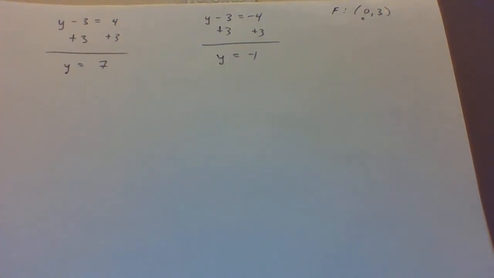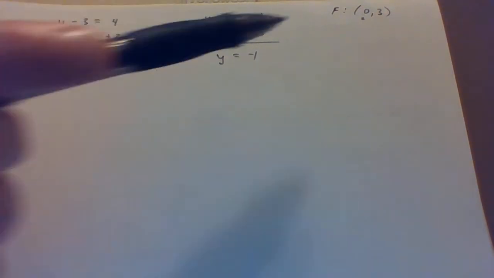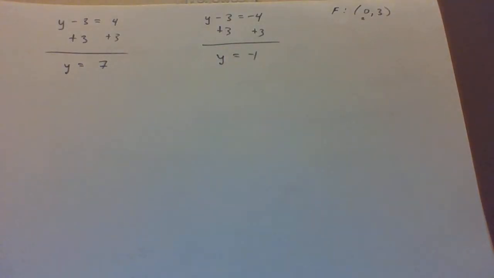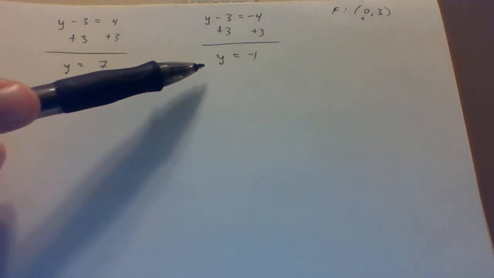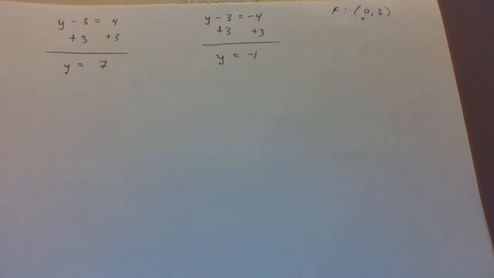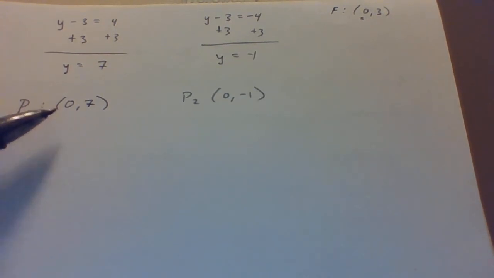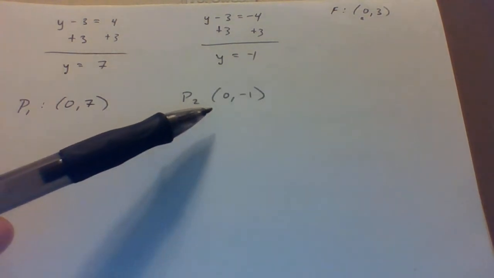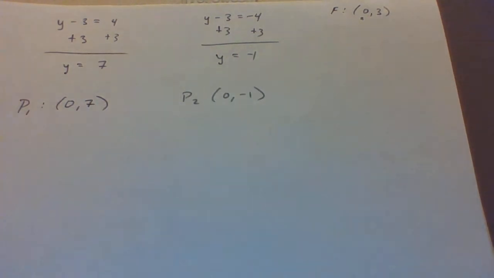Remember that the x value that we were working with came from our focus, and we had an x value of 0. So we're going to have 2 points, the point 0, 7, and then the point 0, -1. I'm going to let P1 be my point 0, 7, and I'm going to call the point 0, -1 P2. And let me go put these on my graph paper and we can finish drawing the parabola.